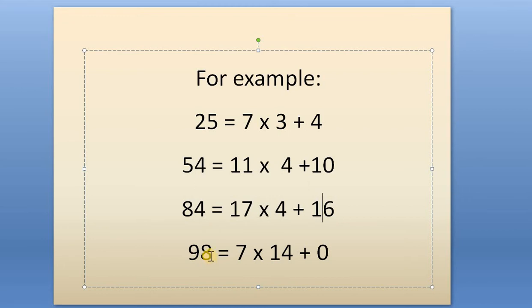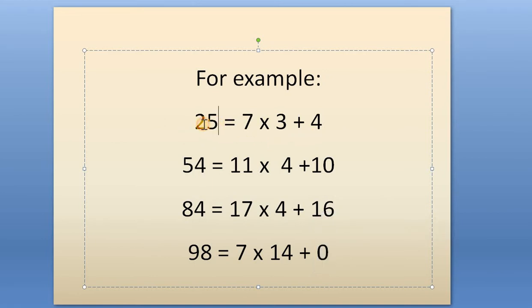Or take another case, 98. If you divide by 7, you will get 14. 14 sevens are 98 and the remainder is 0. Now in all these cases you will find one thing. The remainder is always less than the divisor. 10 is less than 11, 16 is less than 17, and here the remainder is 0. So what can we conclude? The remainder is always less than the divisor or it is equal to 0. So the remainder is always less than the divisor but greater than or equal to 0.